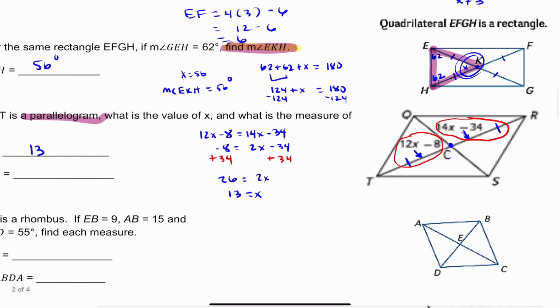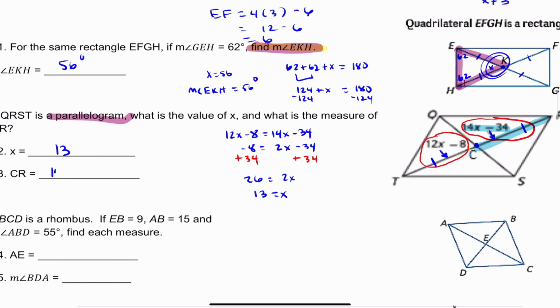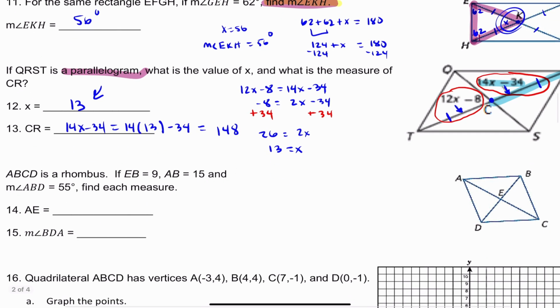So what is the value of CR? Well, CR is currently 14x minus 34, right? So 14x minus 34, which is 14 times 13, because that's x, minus 34, and that's going to give me 148. That's how long that side is, or that segment is, okay? Not degrees. We only put degrees if we're dealing with angles. So no degree signs there.